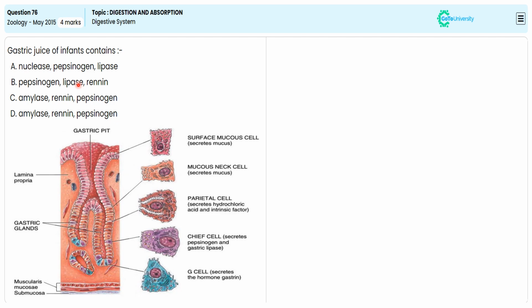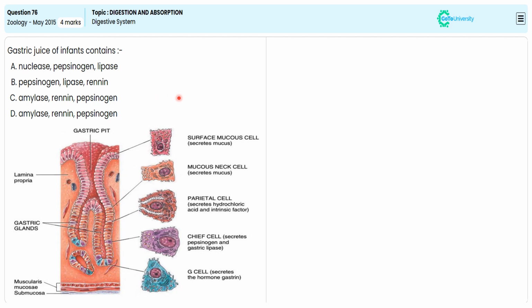marks. Why? Because in option B, the enzymes pepsinogen, lipase and renin are responsible for bringing about protein and lipid digestion, unlike options A, C and D. So we choose pepsinogen, lipase and renin. It is an important enzyme in the infant's stomach. It does a very good amount of protein and lipid digestion.